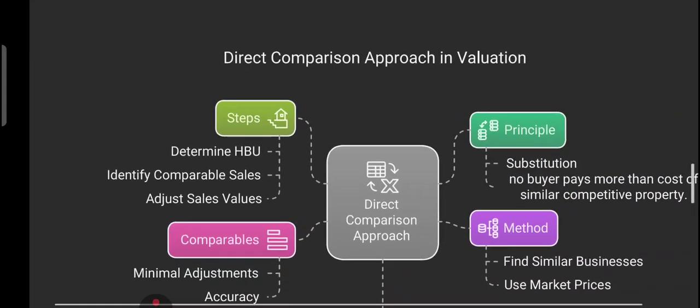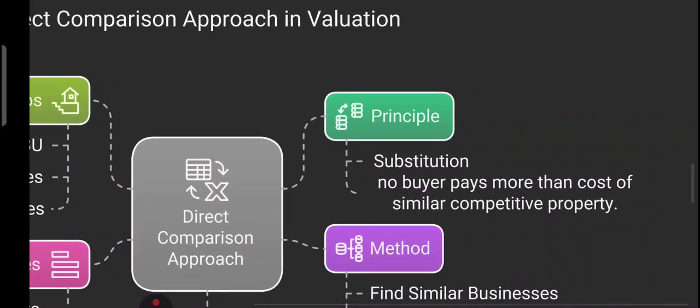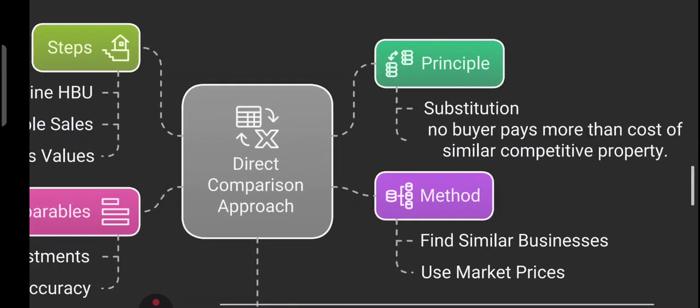The second approach we have is called DCM, direct comparison approach. When it comes to determining the true value, direct comparison is one of the most straightforward methods. What is the principle? It works on the principle of substitution. Simple idea: no buyer will pay more than what it costs to buy a similar competitive property. Very important, this is the principle.